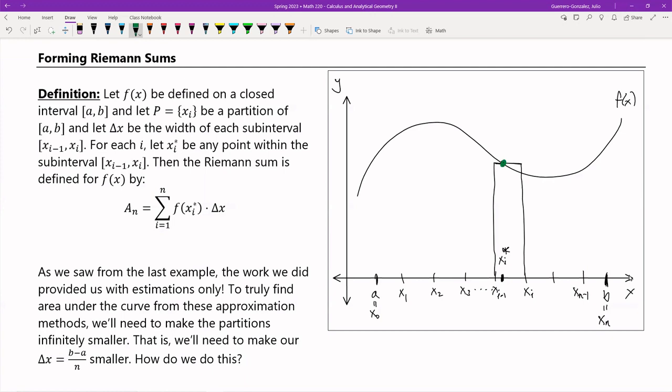Whenever we do that, we have what's called a Riemann sum. And the Riemann sum is the same construction as before. It's the area of each one of these boxes, added all up. That's it.